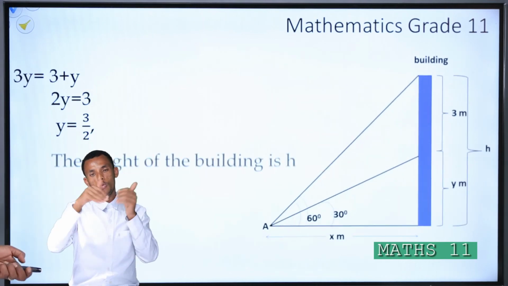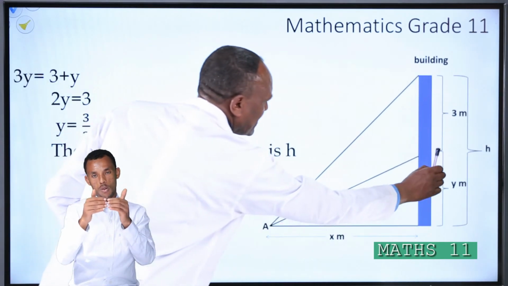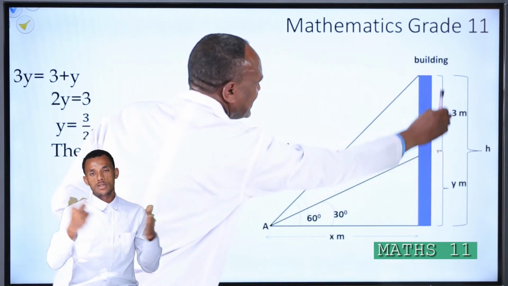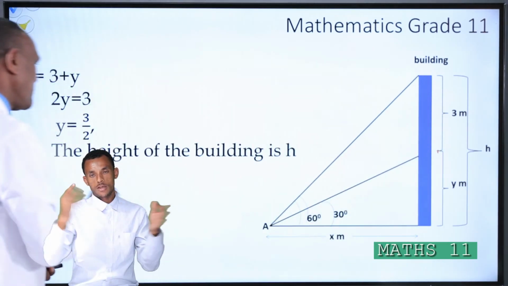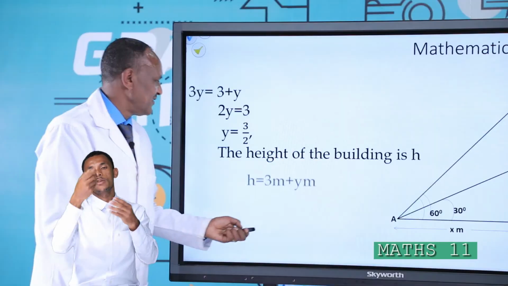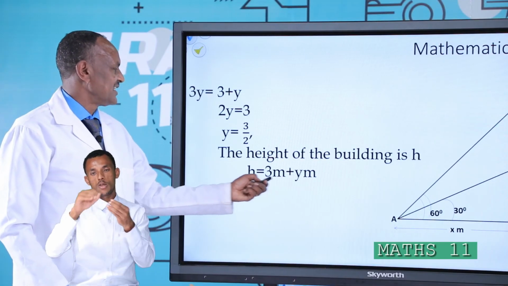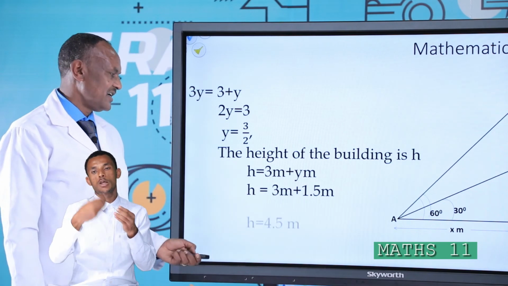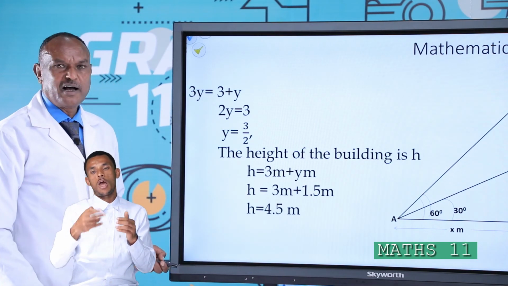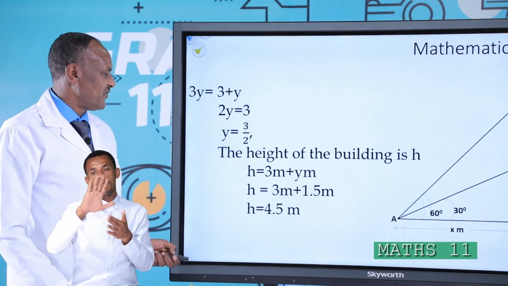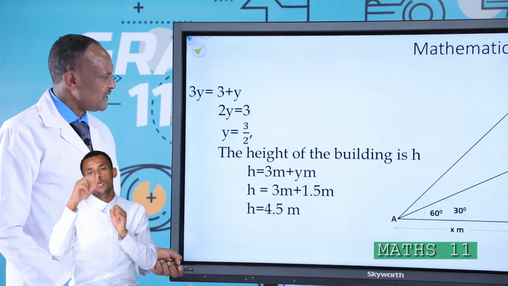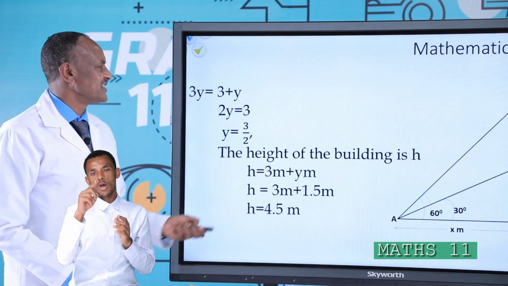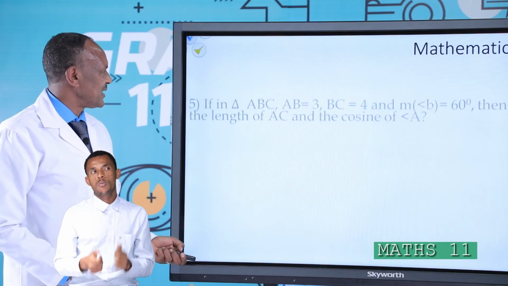So what is the total height when you are asked? This y was equal to 3 over 2, which is 1.5 meters. This distance is equal to 3 meters. When these two are added up, it gives 3 meters plus y meters, which is equal to 3 meters plus 1.5, giving the height of the building as 4.5 meters. So by using trigonometric functions, especially the tangent function, you can solve such kinds of problems.